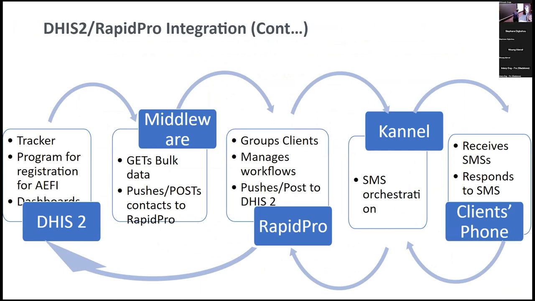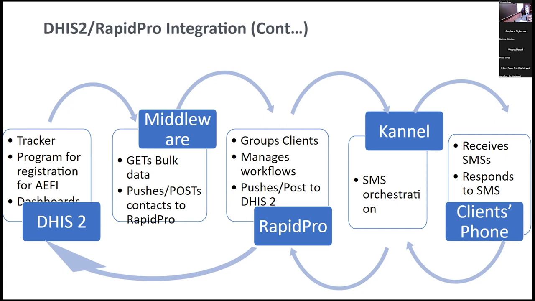So we have our DHIS2 instance here. This is where everything starts, because clients get registered here. And then that small Python code will take all the demographic data and key data elements that are required, like your contact number, the vaccine that you actually took, the dose number, and things like that. And then it will send that data into our RapidPro.